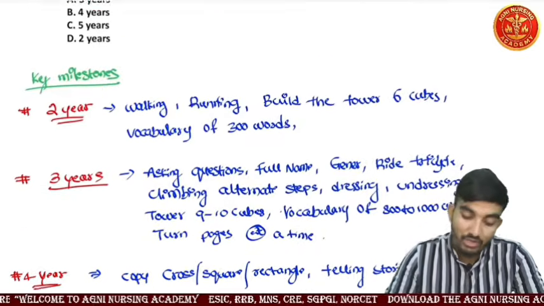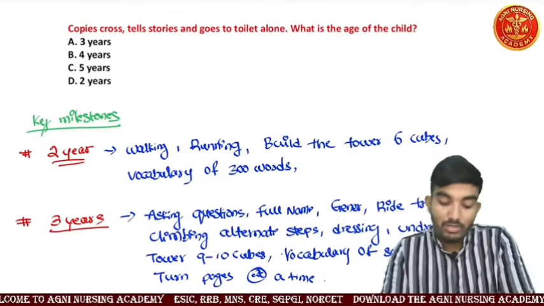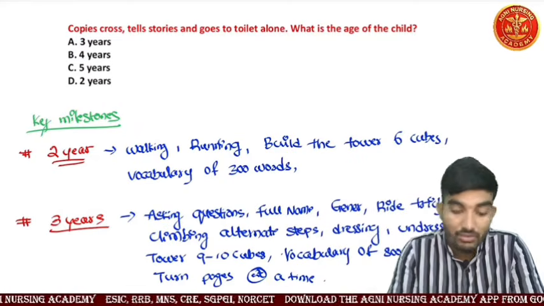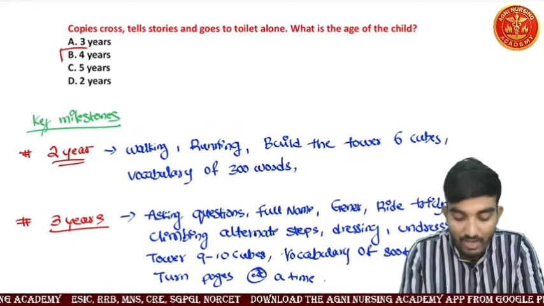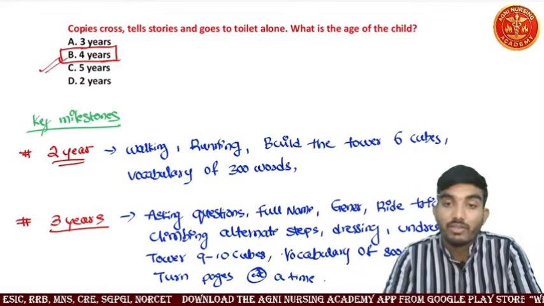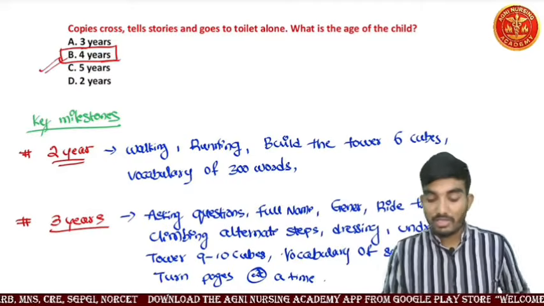We'll see the answer for our question. Copy cross, tells stories and goes to toilet alone. I told you that in the 4-year these milestones occur. That's why the answer for our question is option B. 4 years is the correct answer. We'll see the next question.